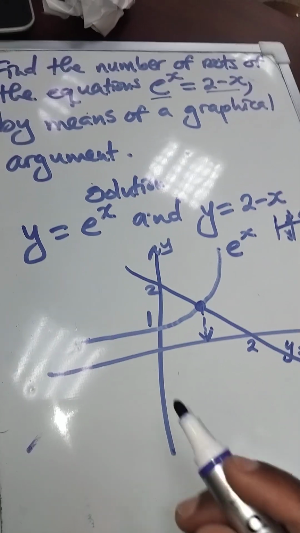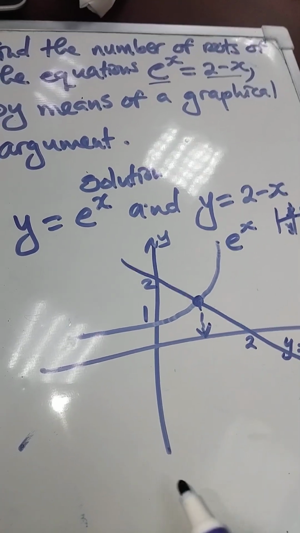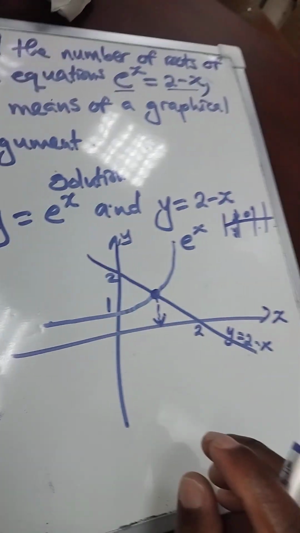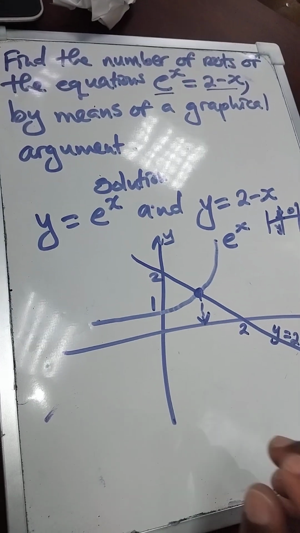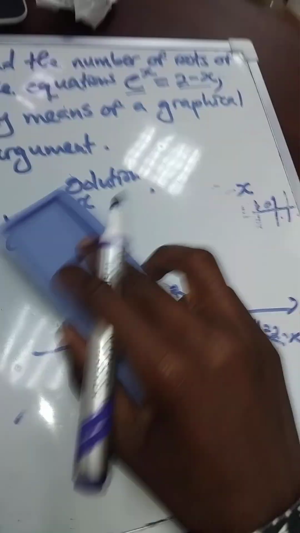Since the line meets the curve once, there is only one root. That is the graphical argument.